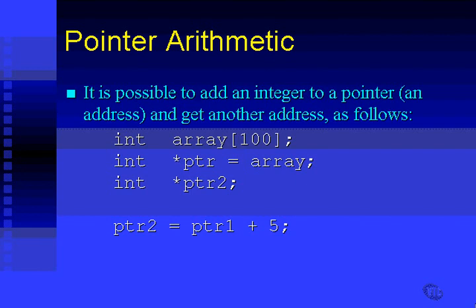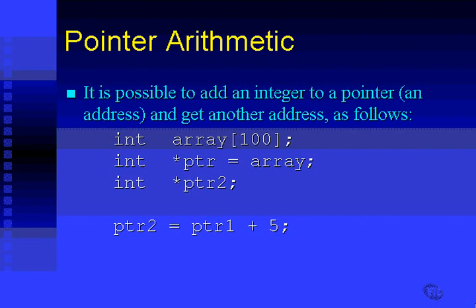Let's say you've got an array called array, and it's got 100 elements in it, and then you've got a pointer, and you set it to point to the beginning of that array. And then you've got a second pointer. It is possible to do the following: you can say pointer 2 equals pointer 1 plus 5. Plus 5. That's the arithmetic part.